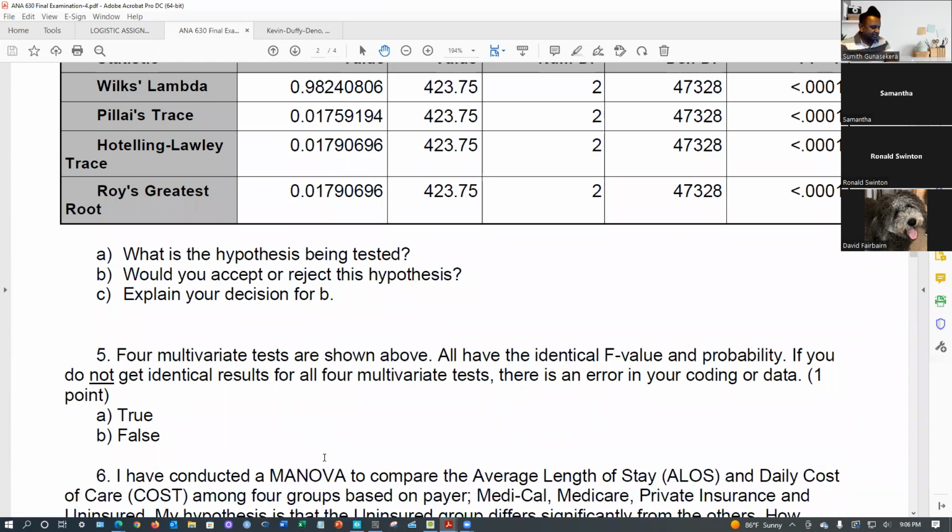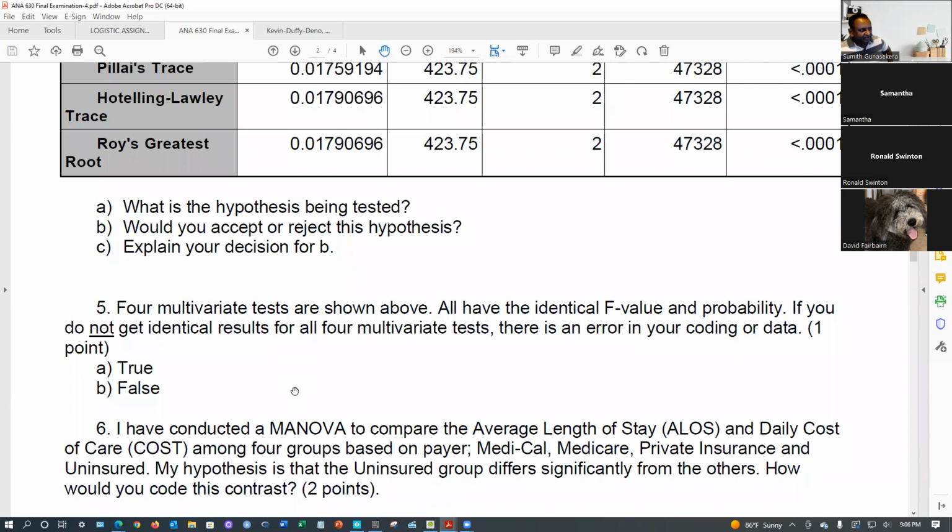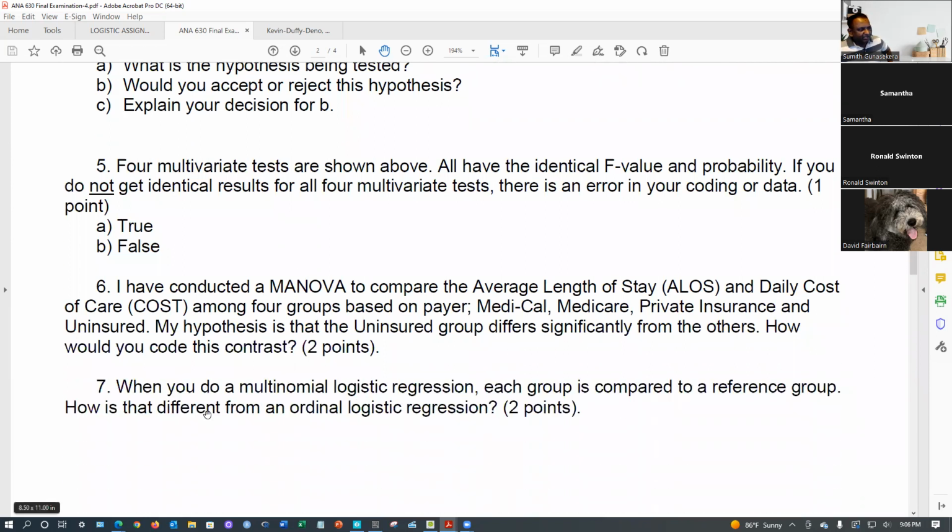I'm going to upload all of this for you to have a look at later on, so if you miss anything, you can check it. I conducted a MANOVA to compare the average length of stay, loss, and daily cost of care among four groups. This time the four groups are based on payer status: Medi-Cal, Medicare, private insurance, and uninsured.